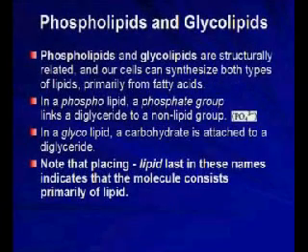Phospholipids and glycolipids. Phospholipids and glycolipids are structurally related, and our cells can synthesize both types of lipids primarily from fatty acids. In a phospholipid, a phosphate group links the diglyceride and the non-lipid group together. In a glycolipid, a carbohydrate is attached to the diglyceride. Note that placing lipid last in the name indicates that the molecule consists primarily of lipids.